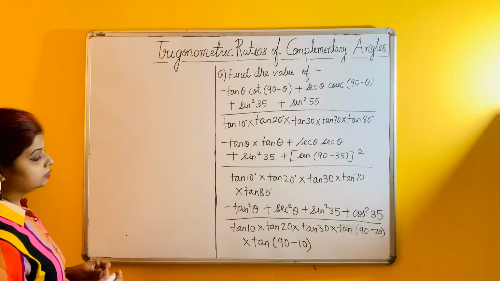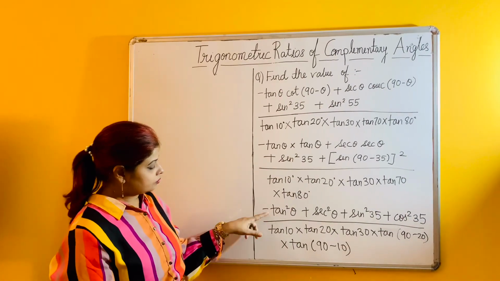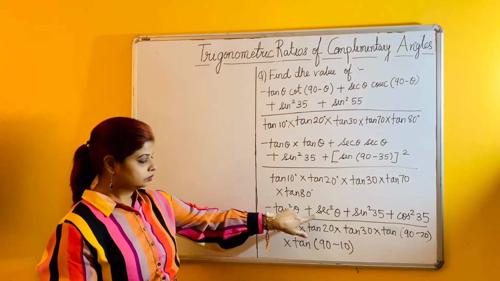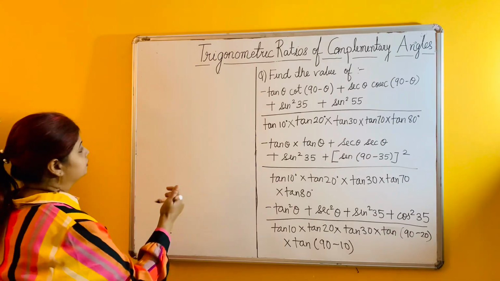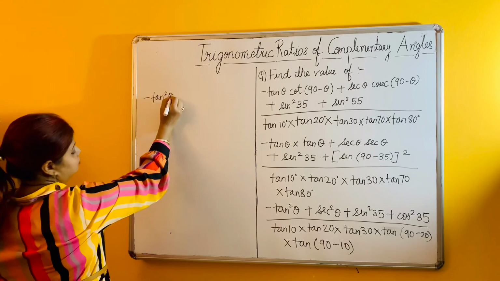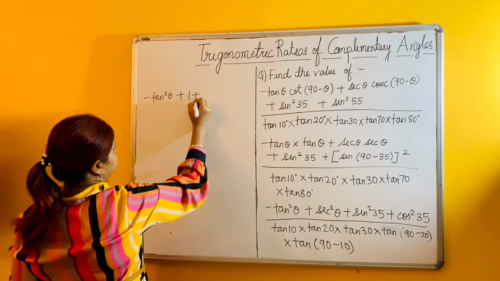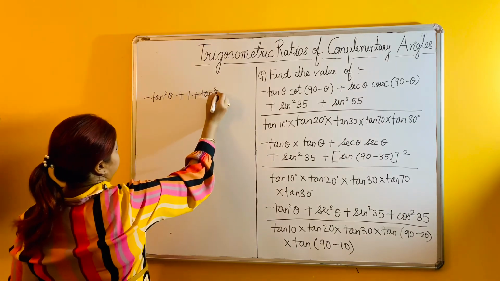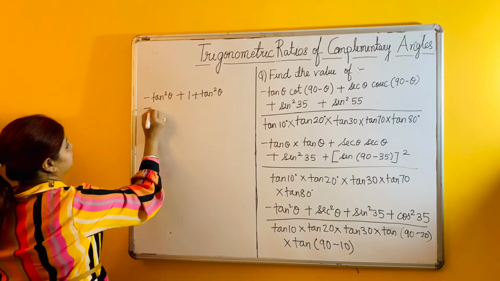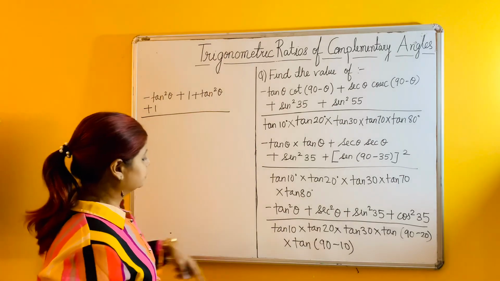Now, sec square theta is what? You know that 1 plus tan square theta is actually equal to sec square theta. So, sec square theta can be written as 1 plus tan square theta. And this sin square theta plus cos square theta is what? It is 1. So it is 1. Then what is remaining here?